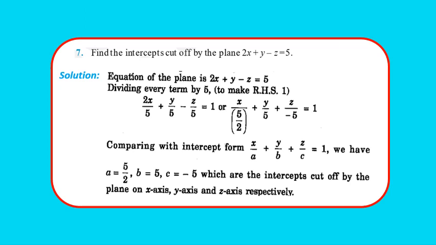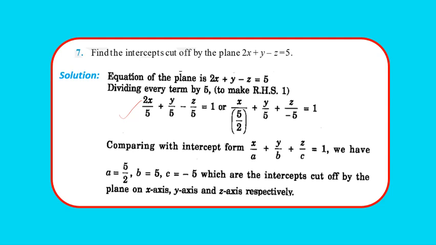Moving to question 7. Find the intercepts cut off by the plane 2x + y - z = 5. Now we know that the intercept form is x/a + y/b + z/c = 1. So in the RHS we need 1. So dividing the entire equation by 5, we get 2x/5 + y/5 - z/5 = 1. And since in the numerator we need only x, converting, we get x/(5/2) + y/5 + z/(-5) = 1.